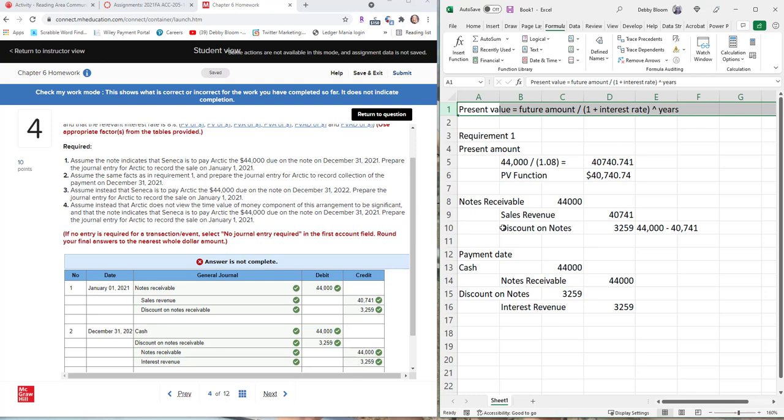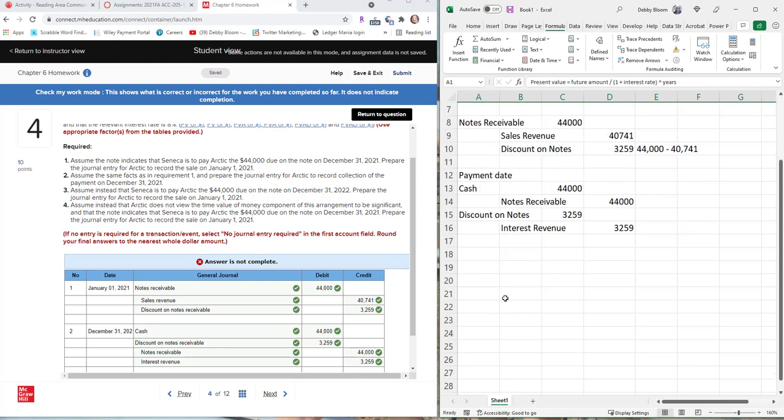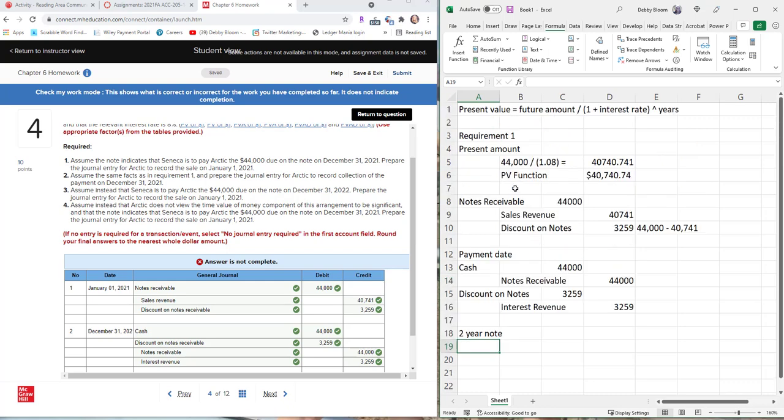So what we're going to do is divide by 1.08 to the second power. If you were doing this on a calculator, you could just take 1.08 and 1.08, multiply that together, get that answer, and take the 44,000 and divide it by that number, but we're going to use the computer. So now let's look at our part 3, a 2-year note.